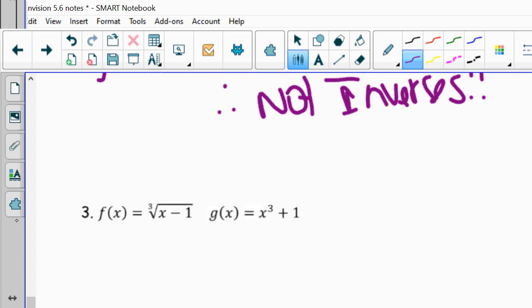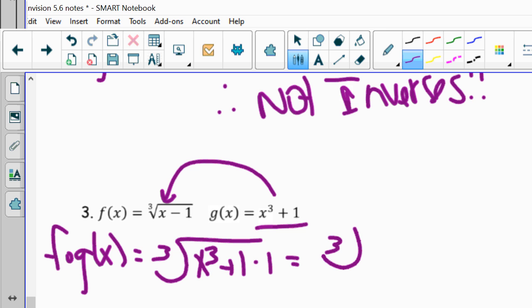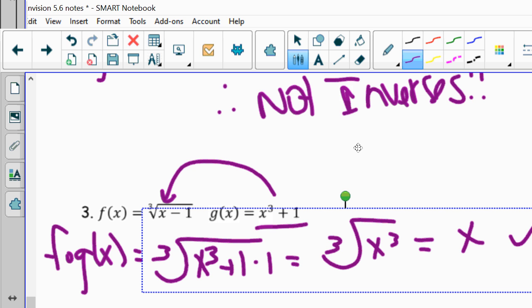Number 3, f of x equals the cube root of x minus 1, g of x is x cubed plus 1. So again, f of g of x. Take this, plug in right there for that x, so the cube root of, instead of x, the x cubed plus 1, all that minus 1. So now underneath there, the 1's cancel, and I'm left with the cube root of x cubed, which is equal to x. So that one checks out.